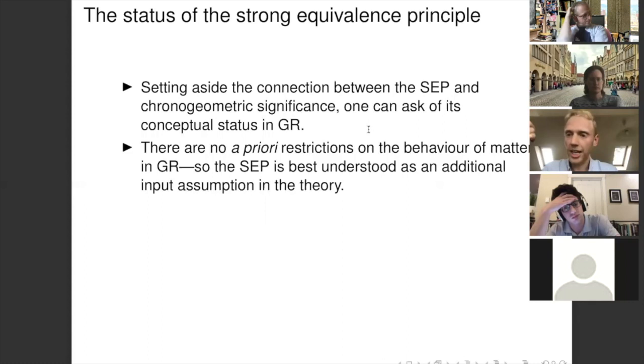So you can imagine some dynamical laws which are locally Galilean invariant rather than locally Poincaré invariant. There's nothing to stop you having that in general relativity conceived of in this way. And so if I want the strong equivalence principle, I have to interpret it as being an extra input assumption in the theory. I stipulate that my dynamical laws governing matter fields have this property. It's an extra ingredient that I have to put in.